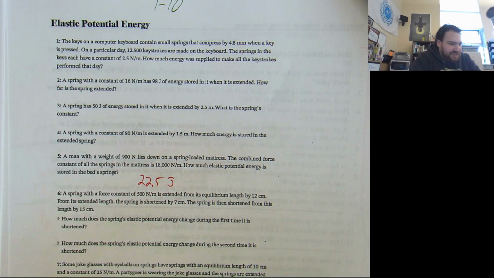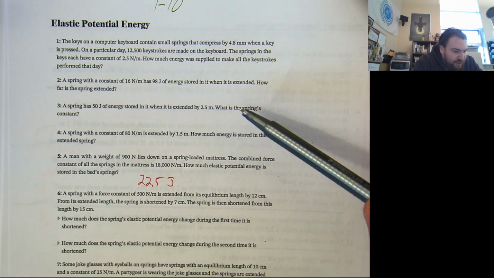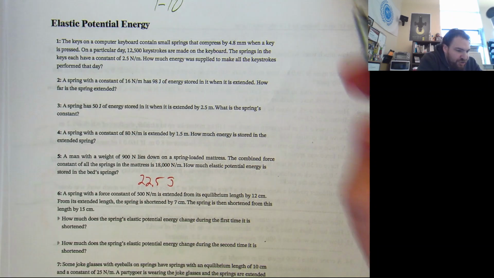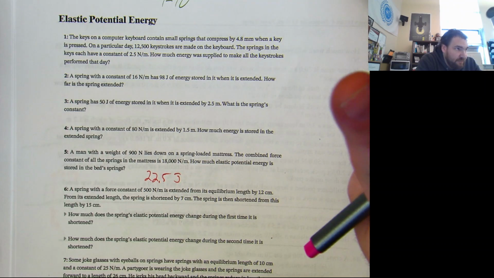Okay. So a spring has 50 joules of energy stored in it. When it is extended by 2.5 meters, what is the spring's constant? So there's two pieces of spring information.